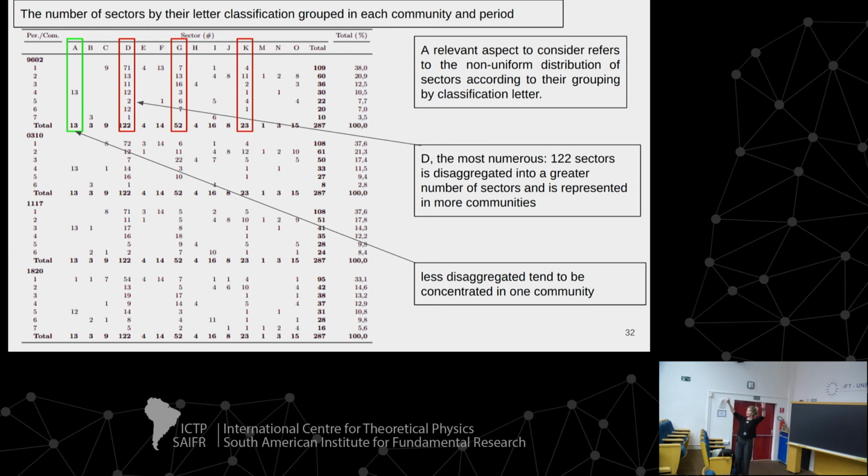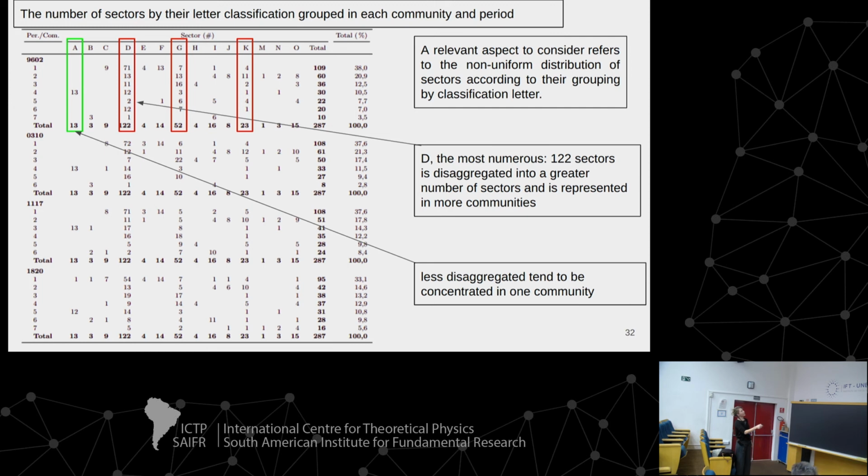The first line is the black one. These are the letters. This is the classification. When I said that it can be manufacture, it can be fishing, this is the way the economic activities are classified, okay?